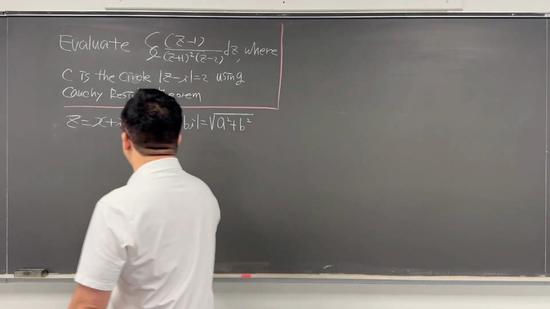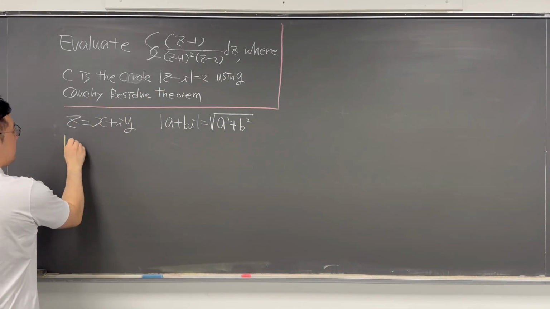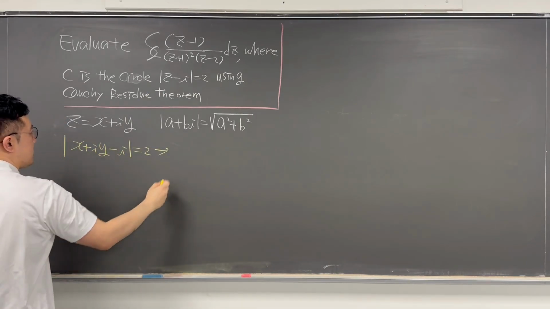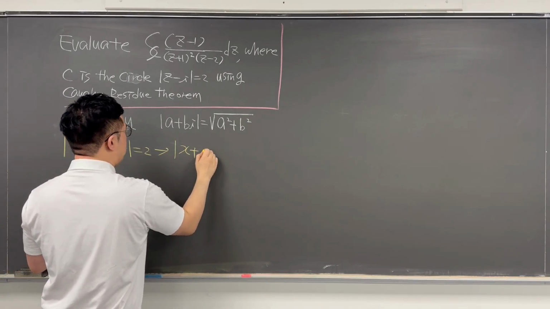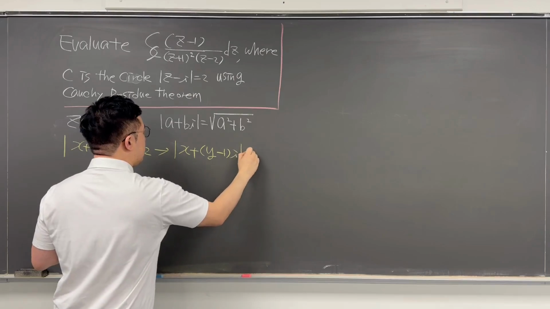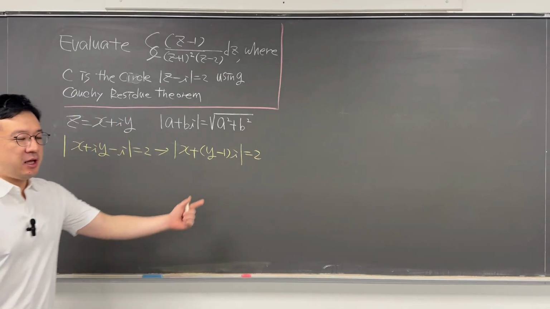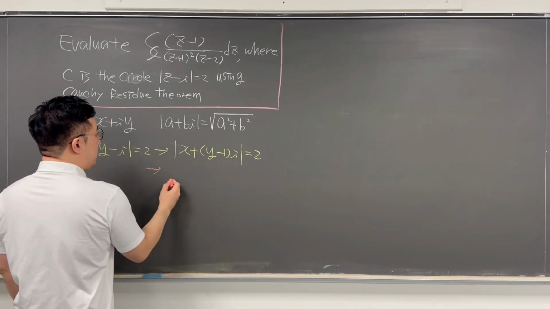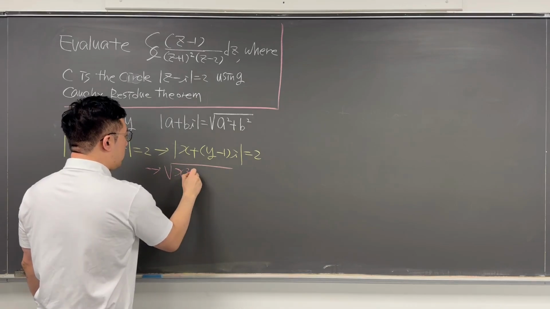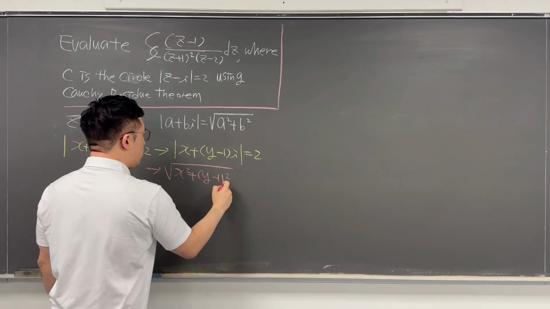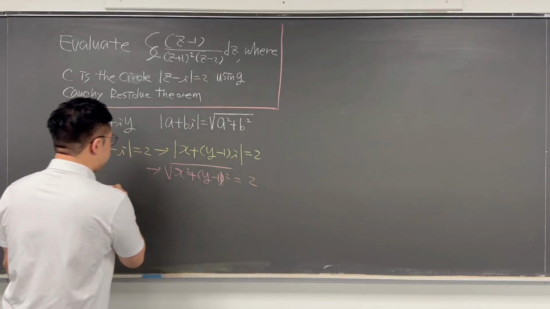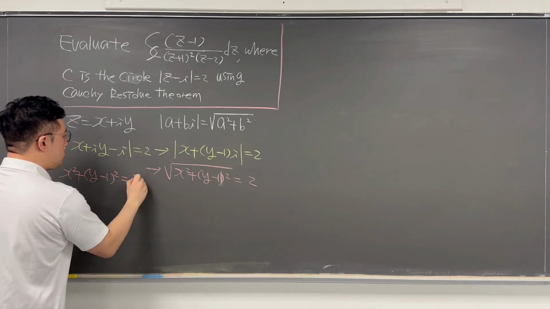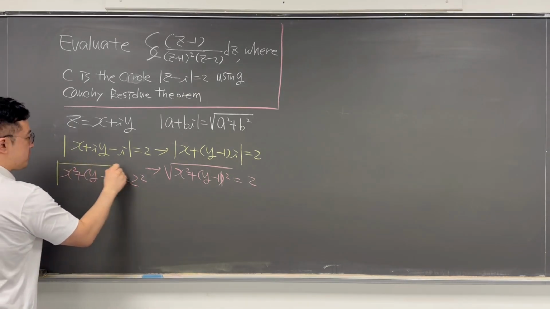Okay, so going back, what we can work on is now the absolute value of z, that is x plus iy minus i, that is equal to 2. So we can say the absolute value of x plus (y minus 1) i is equal to 2. So the left-hand side, we can use this complex arithmetic rule. This part is the square root of x squared plus (y minus 1) squared, that is equal to 2. So that means x squared plus (y minus 1) squared is now equal to 2 squared. So this is going to be the formula for your circle.